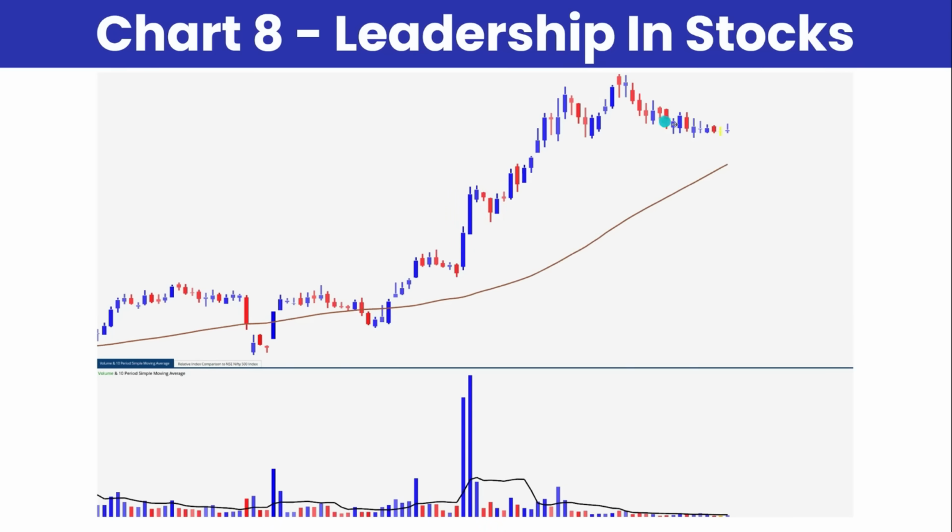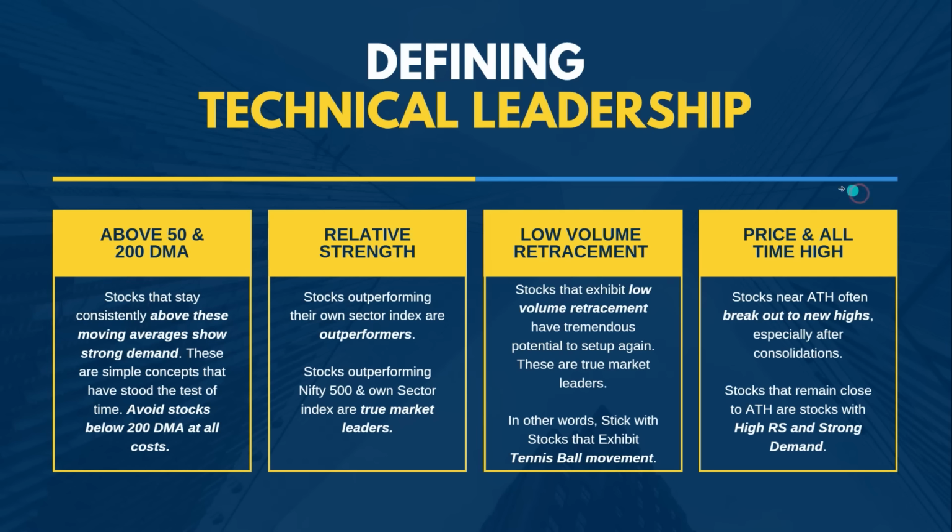So this is a clear template you all have to follow. The template was stocks have to be above 50 DMA, 200 DMA. This is not my template. This is a template that has been taught by William O'Neill, by Mark Minervini, by Stan Weinstein. So when price sustains above 50 DMA, 200 DMA, the trend is stable.